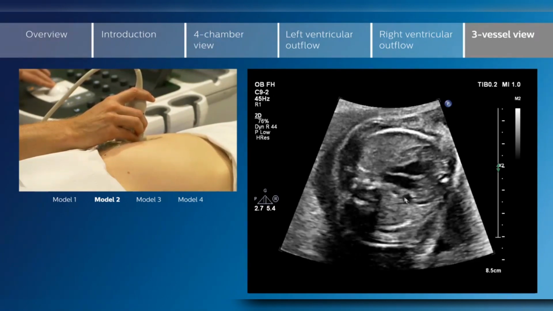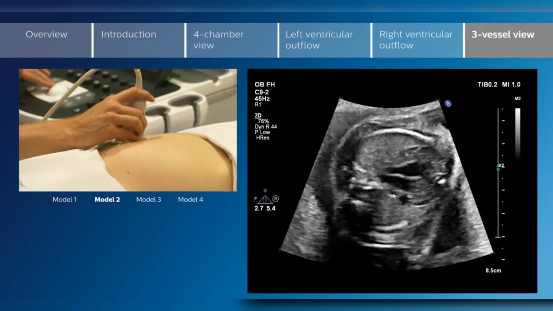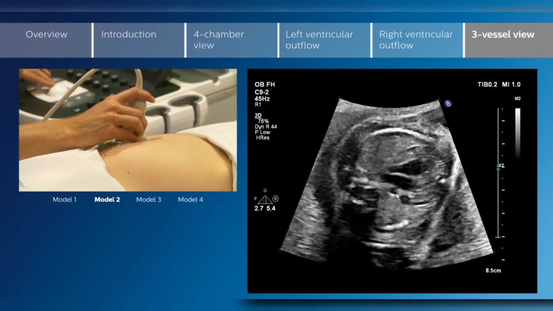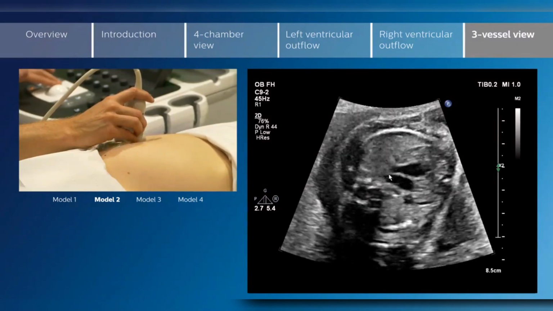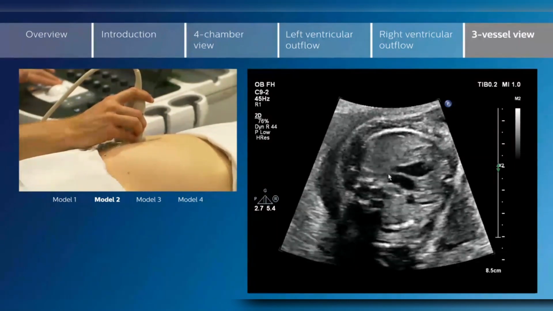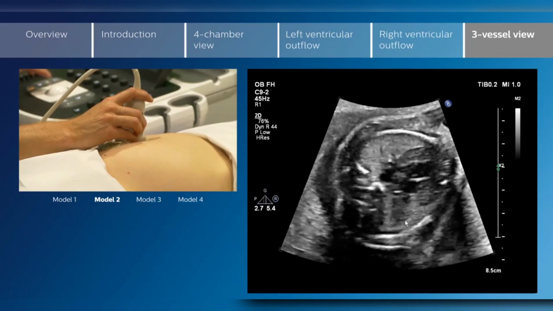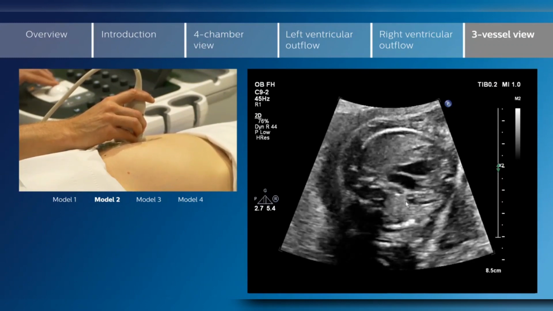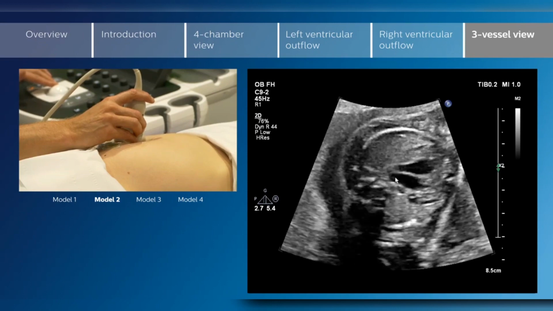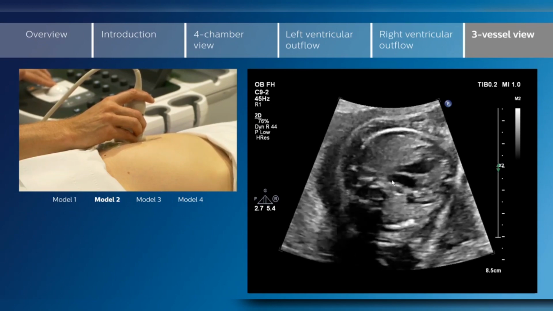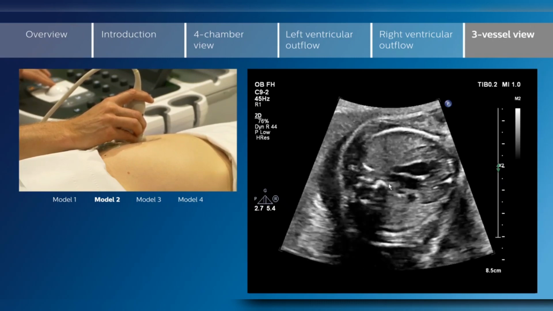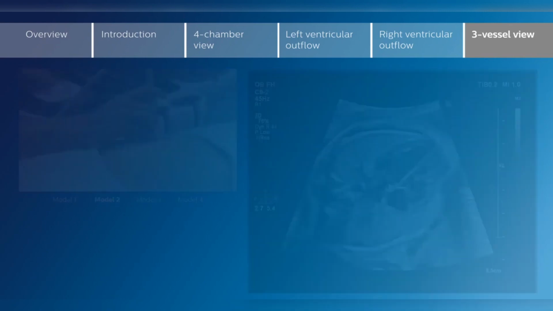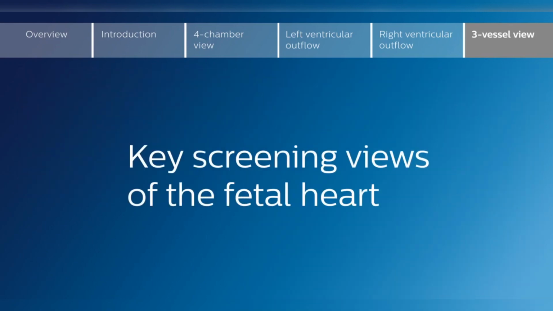And behind the SVC, we see this bright cuffed structure, which is the trachea, and this lies to the right of the aorta, outside the V formed by the aortic arch and the ductal arch. So this constitutes a normal three-vessel view with a similar size of the transverse aortic arch and isthmus here and the ductal arch. There should be no major discrepancy in the size of those structures. And those represent the key core screening views of the fetal heart which we'll be discussing.